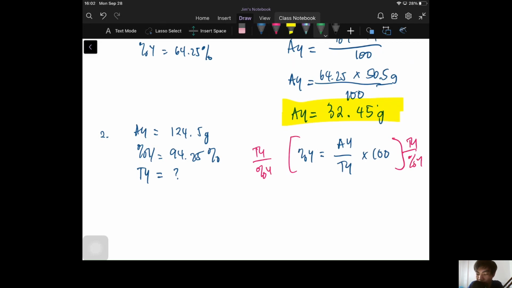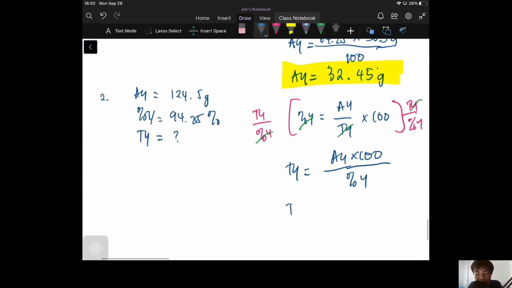So cancel the TY here and cancel the percent yield there. So we'll have TY equals AY times 100 divided by percent yield. Okay, so TY is 124.5 grams times 100 divided by the percent yield, 94.25. So what is our theoretical yield?